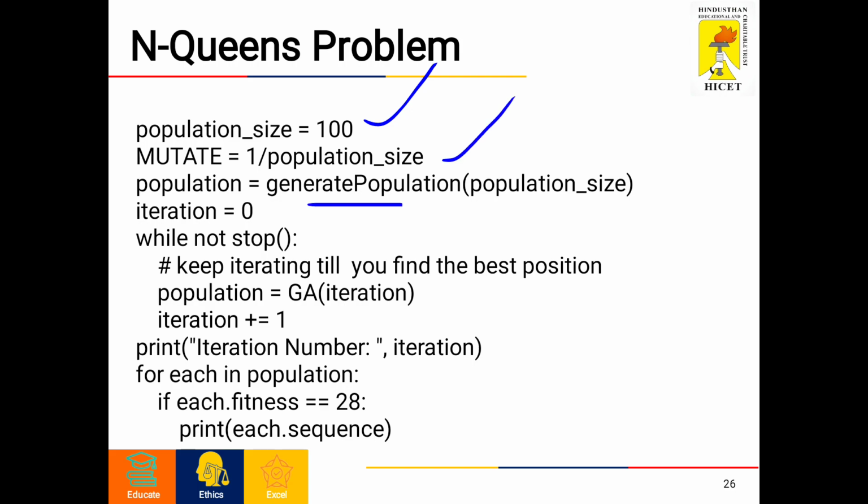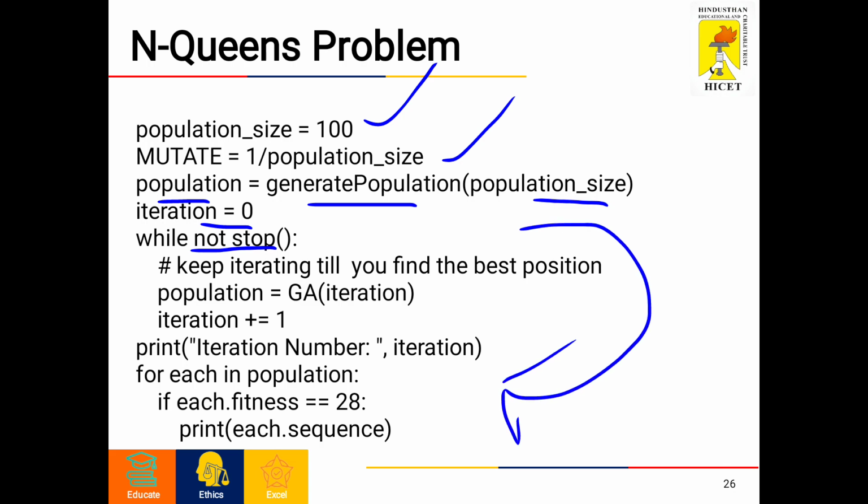Generate population generates a population. We are passing the population size, which is 100. So 100 such individuals will be generated and saved inside population. This is iteration 0. The iteration variable is initialized to 0, and then while not stop, this will be looped again and again until either of the two criteria is met: any individual's fitness value is equal to 28, or the maximum iteration is reached.